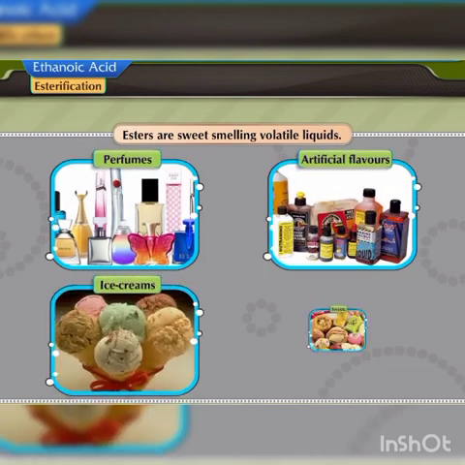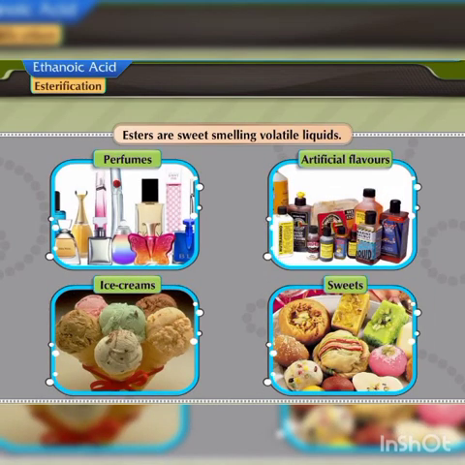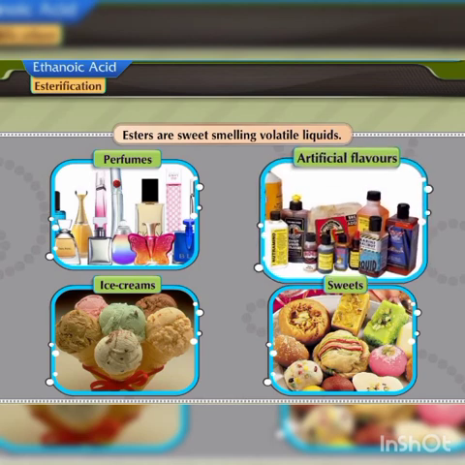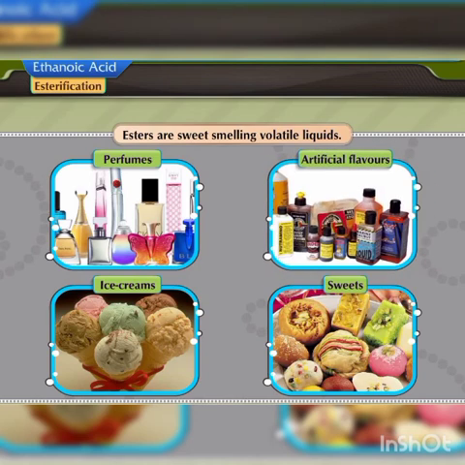Esters are sweet-smelling volatile liquids. They are used in making perfumes. They are also used in making artificial flavors and essences used in ice creams, sweets, etc.